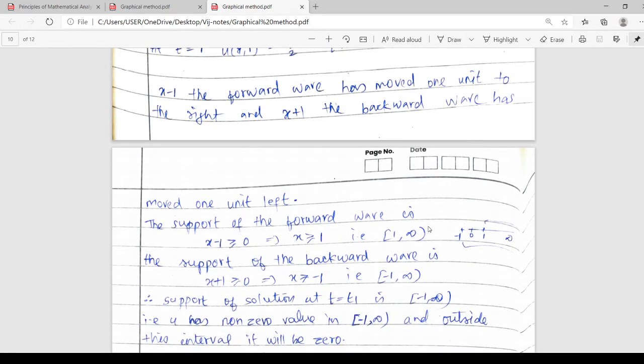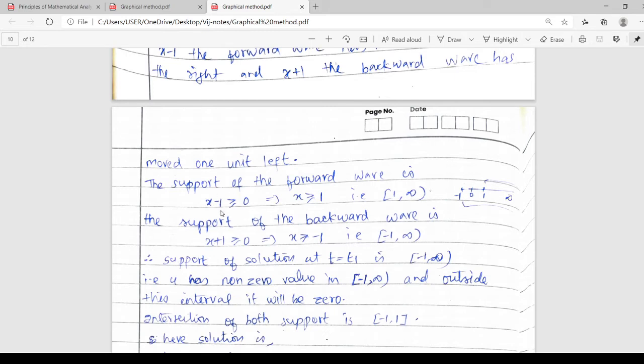Now we will find the support of the forward wave x minus 1. Its support is the set of all points at which the function takes non-zero value. It takes non-zero value if it is greater than or equal to 0. That's how the function is defined. So x minus 1 greater than or equal to 0 implies x greater than or equal to 1. That is the interval 1 to infinity. So from 1 to infinity, this is the support of the forward wave. Similarly, we can find the support of the backward wave, and we will get it as the closed interval minus 1 to infinity.